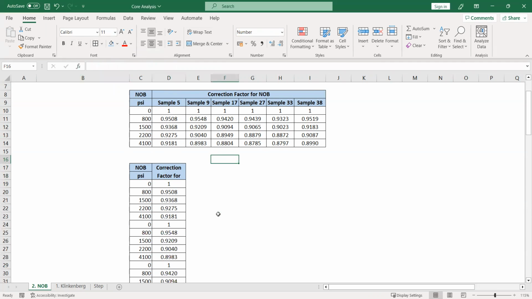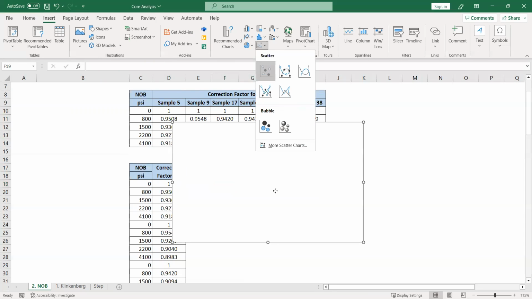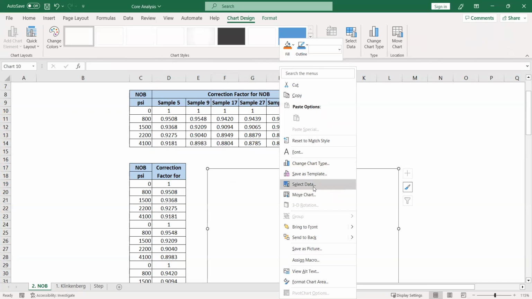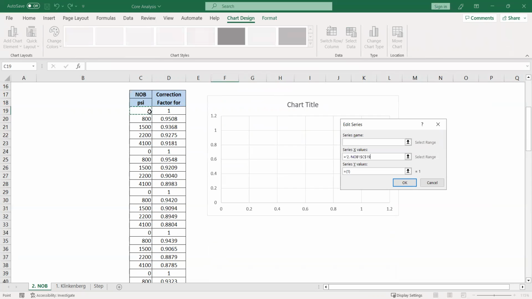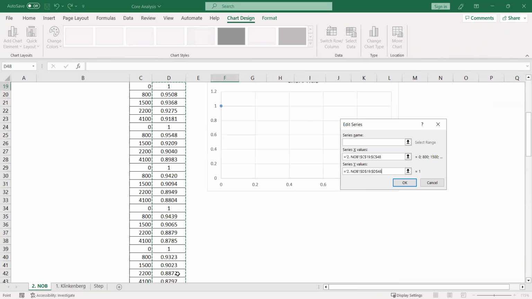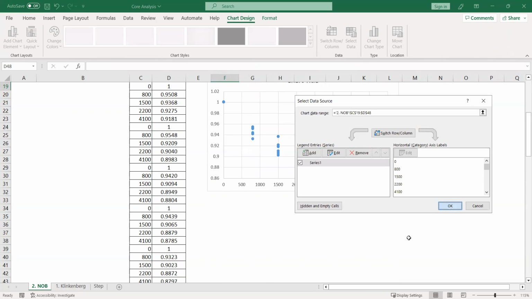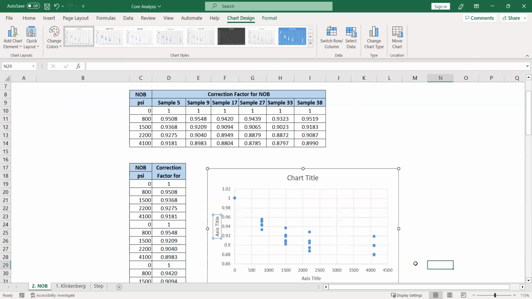And then we will use correction factor as the vertical axis. So I will click insert, scatter, and then right click, select data, add. The X value will be the net overburden, and the Y axis will be the correction factor. All right, pretty easy. I'm going to add the axis title like this.